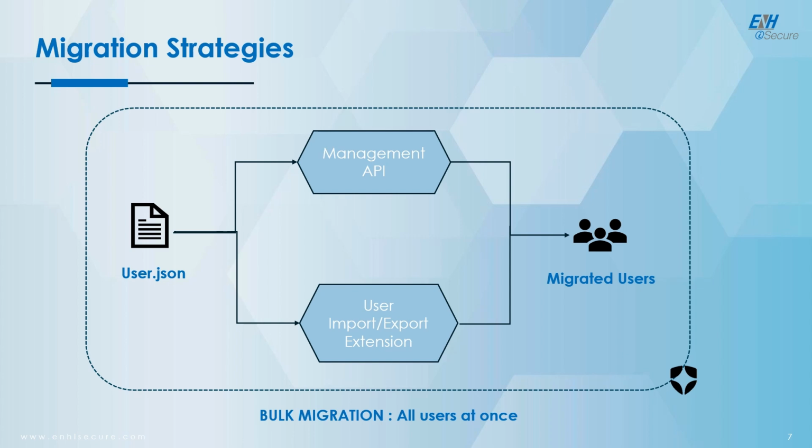To implement bulk migration, you have two options. Use the Management API for maximum flexibility and custom logic, or install a user import export extension for a simple UI based approach. Now, here's what happens during first login after migration. Auth0 uses your imported hash to validate the password, but then immediately rehashes it with Auth0's default bcrypt algorithm for future logins. The advantage of bulk migration is complete migration control and speed. The trade-off is that you'll need some downtime to coordinate the switch from your old system to Auth0.